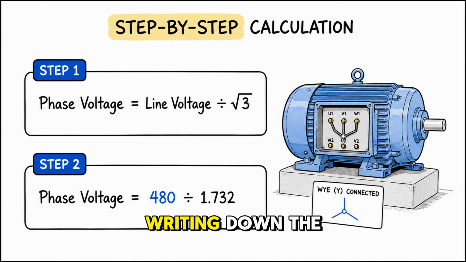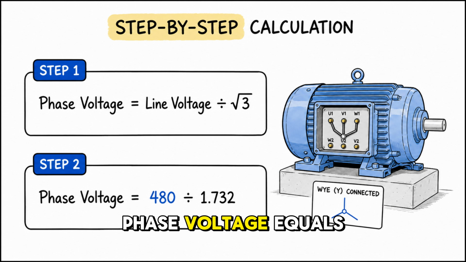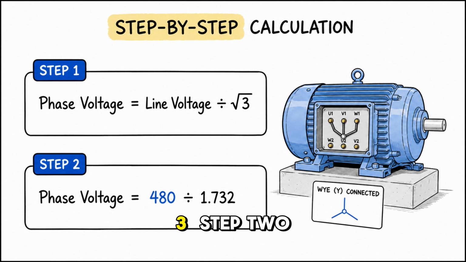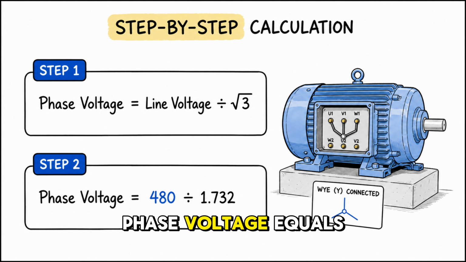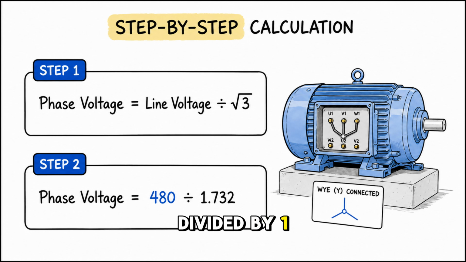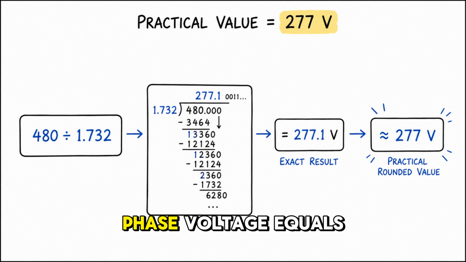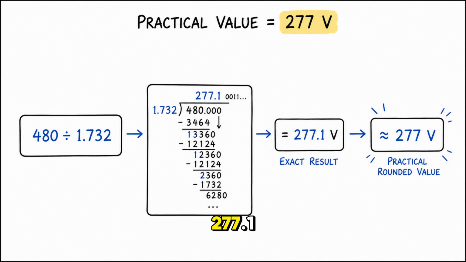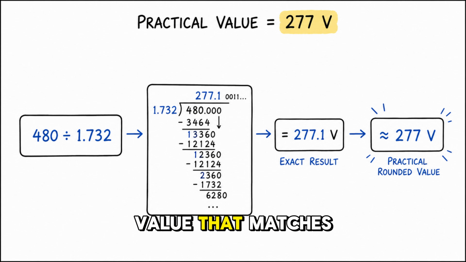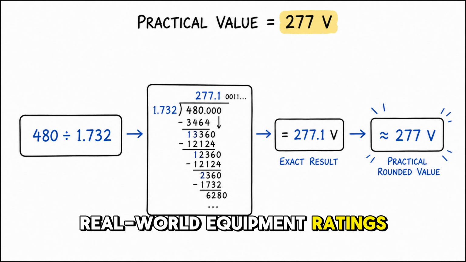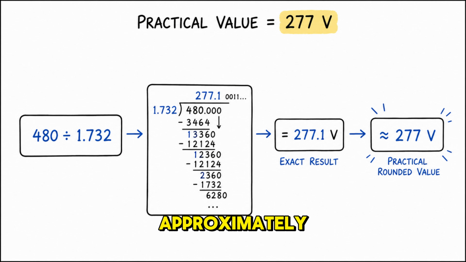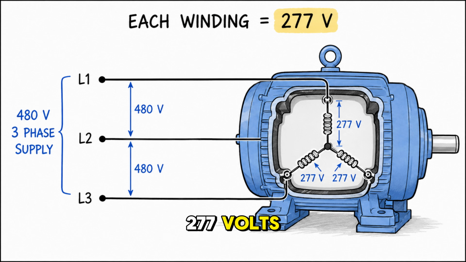Step 1, we start by writing down the formula. Phase voltage equals line voltage divided by root 3. Step 2, we put our known value into the formula. Phase voltage equals 480 divided by 1.732. Step 3, we calculate the result. Phase voltage equals 277.1 volts. Step 4, we round this to a practical value that matches real-world equipment ratings. Phase voltage is approximately 277 volts. Our answer is 277 volts.